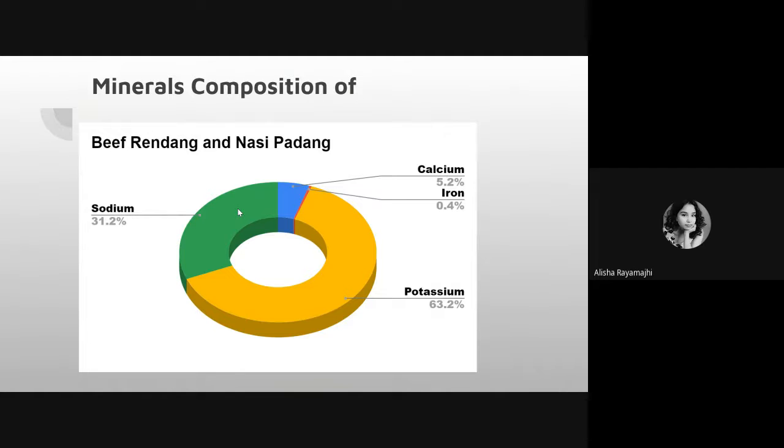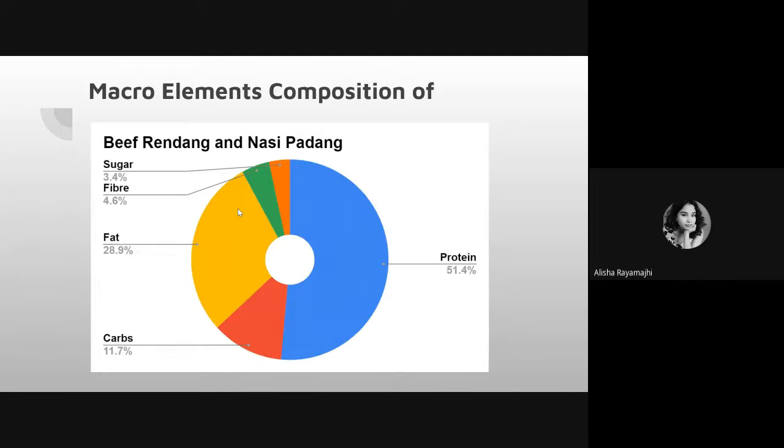So in beef rendang and nasi padang, the minerals composition is sodium 31.2%, calcium 5.2%, iron 0.4%, potassium 63.2%. Next slide. So the macro elements composition of beef rendang and nasi padang: sugar contains 3.4%, fiber contains 4.6%, fat contains 28.9%, carbs contain 11.7%, and proteins contain 51.4%.